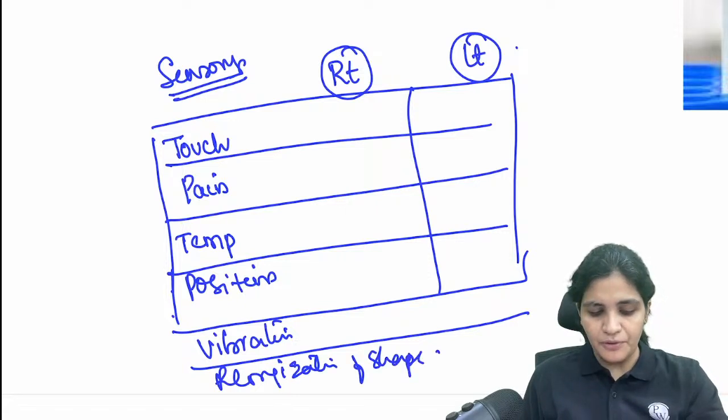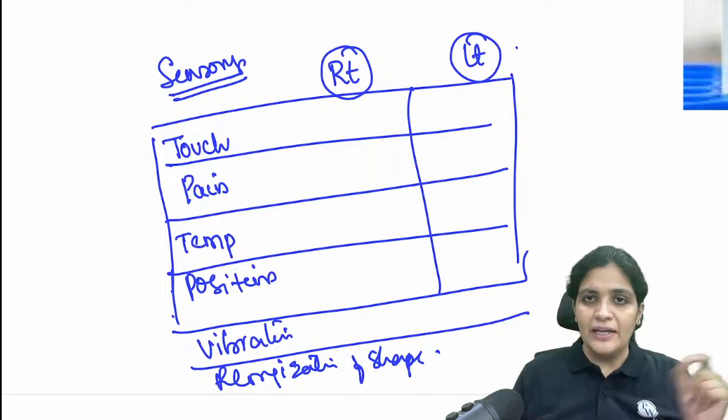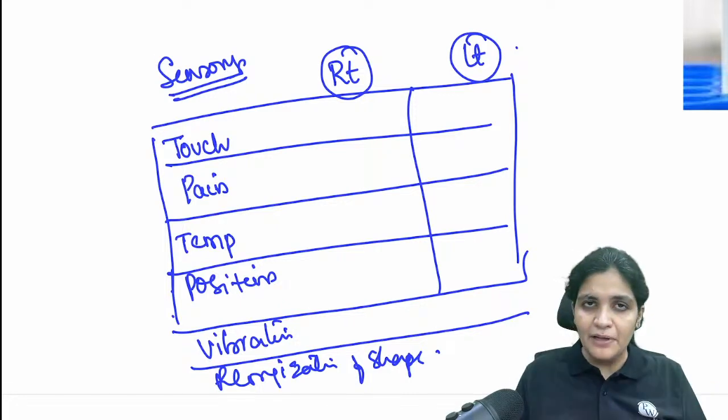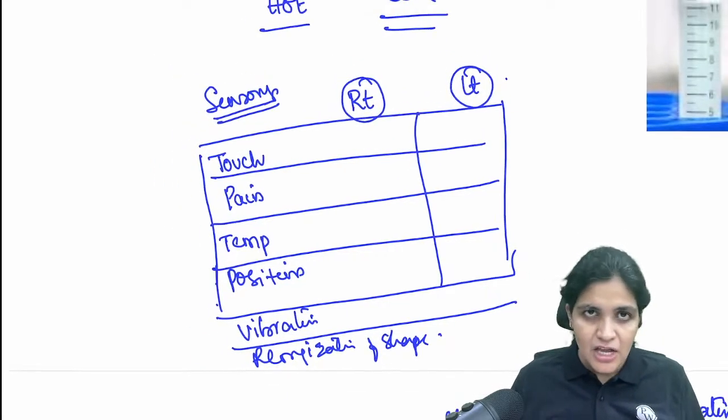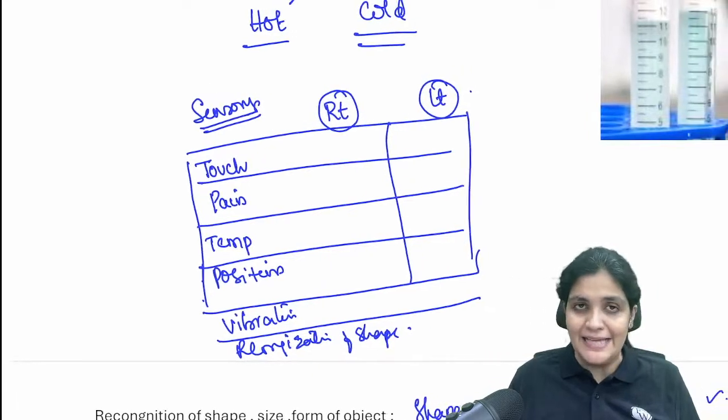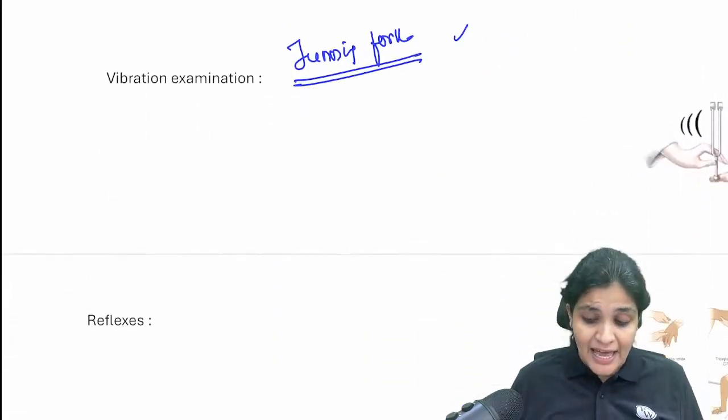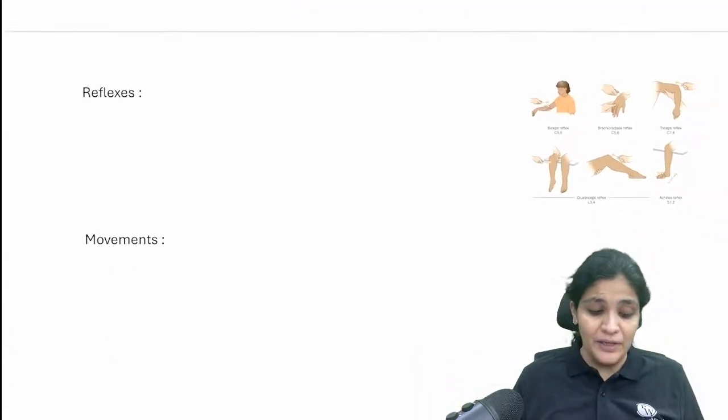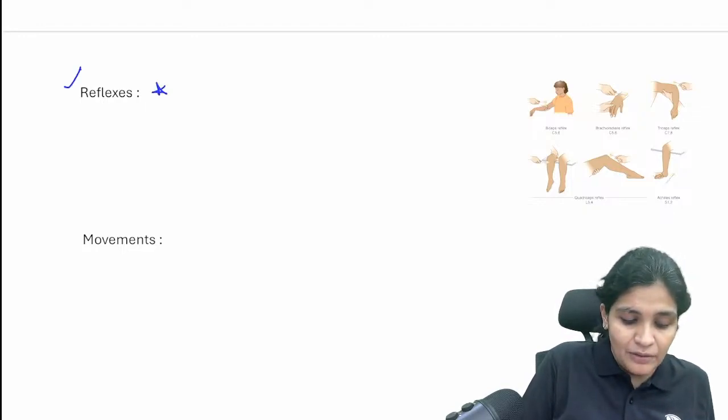So this is how you have to put the tabular column, right? It is not like each thing you will write separately. You have to make a tabular form and then write. So this is how you will put the sensory examination in detail for the patients, and you will always end with reflexes. Reflexes are very, very important.